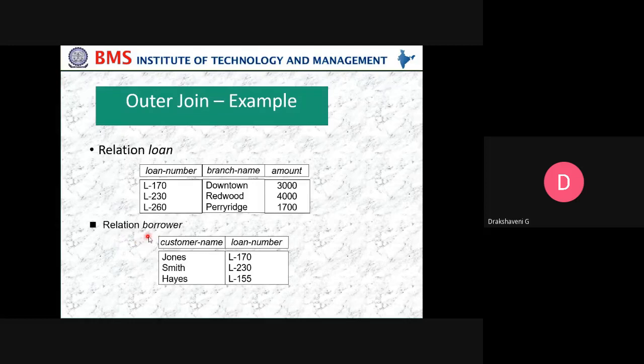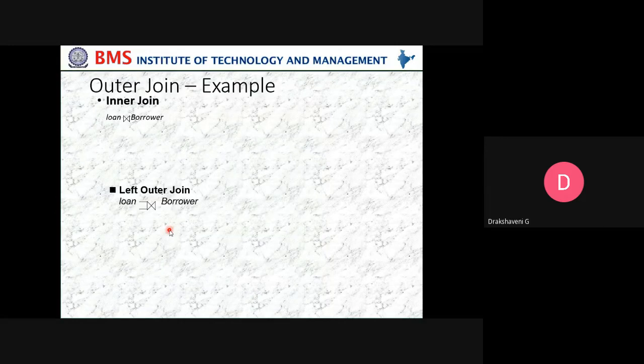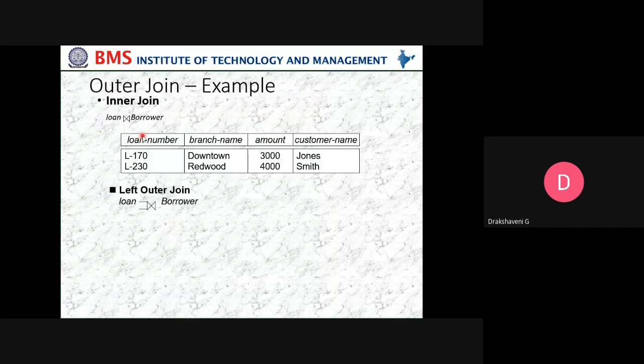So one more relation, that is borrower. That is customer name and the loan number. The customer names are Jones, Smith and Hayes. Loan numbers are L170, L230, L155. This is what a borrower is. Then inner join: loan join borrower, that is L170, L230, branch names Downtown and Redwood, amounts 3,000, 4,000, customer names Jones and Smith.